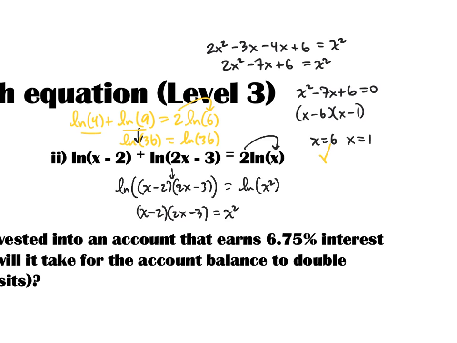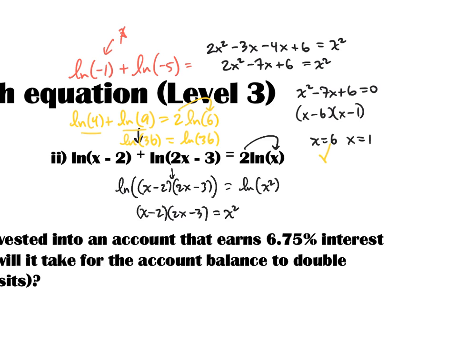Let's check x equals 1. If I plug in a 1, I get ln of 1 minus 2, which is negative 1. That right there should set off alarms. That does not exist, right? You cannot have an input of a negative value, and that would happen again for the second piece. I would get negative 5. Another set of bells and whistles should be going off.